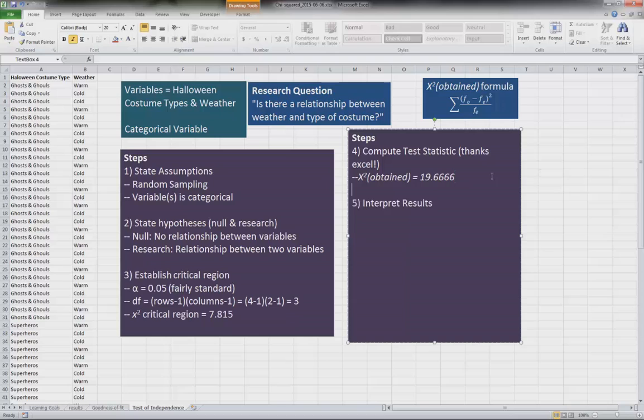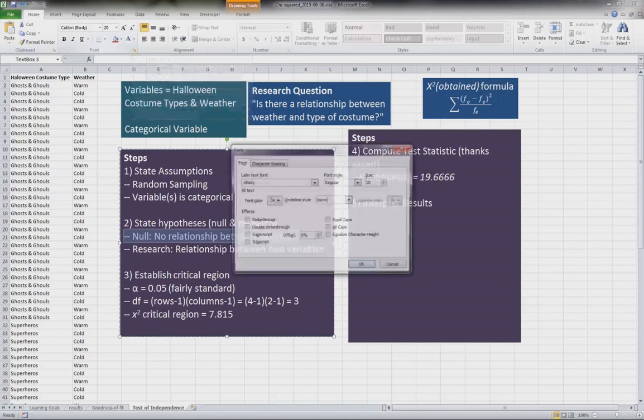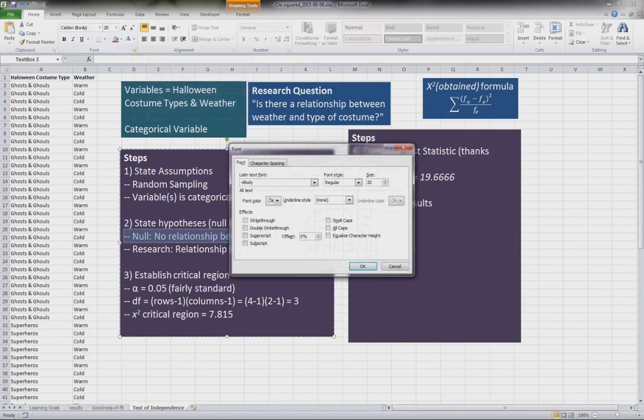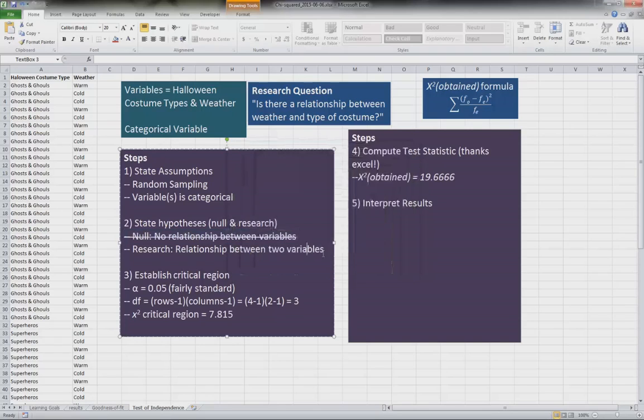And now what we're doing is we're comparing this 19.66 to our critical region. If this 19.66 is greater than our critical region of 7.16, or excuse me, 7.18, then we can reject the null hypothesis. So in this case, we're going to reject the null, and I'll strike that through, reject the null, and accept the research hypothesis.